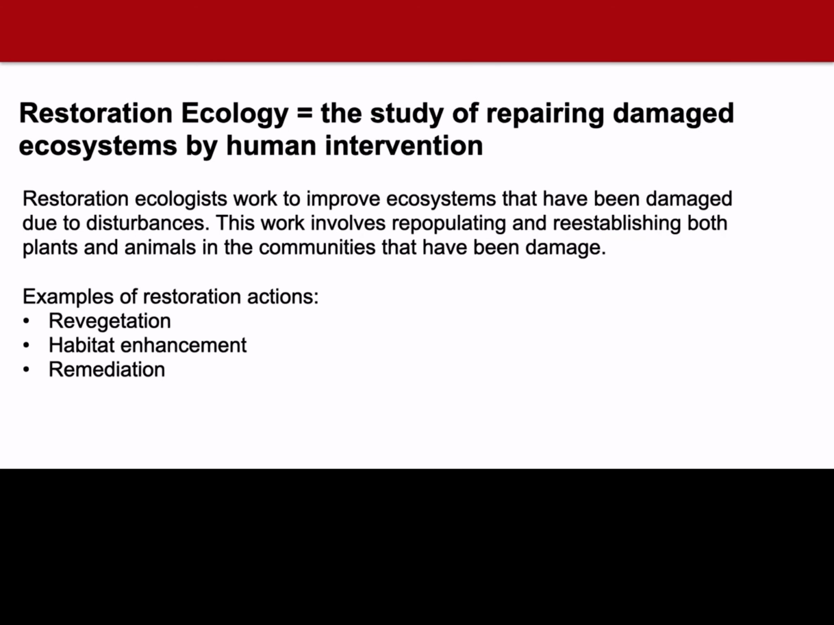Restoration ecology is the study of repairing damaged ecosystems by human intervention. What can be done about damaged or fragmented ecosystems? Restoration ecologists work to improve ecosystems that have been damaged due to disturbances. This work involves repopulating and reestablishing both plant and animal species within an ecosystem. Restoration actions can come in many forms, but may include revegetation, habitat enhancement, or remediation. Such efforts often take a great deal of time, money, and work in order to properly restore an ecosystem to its former structure and function.